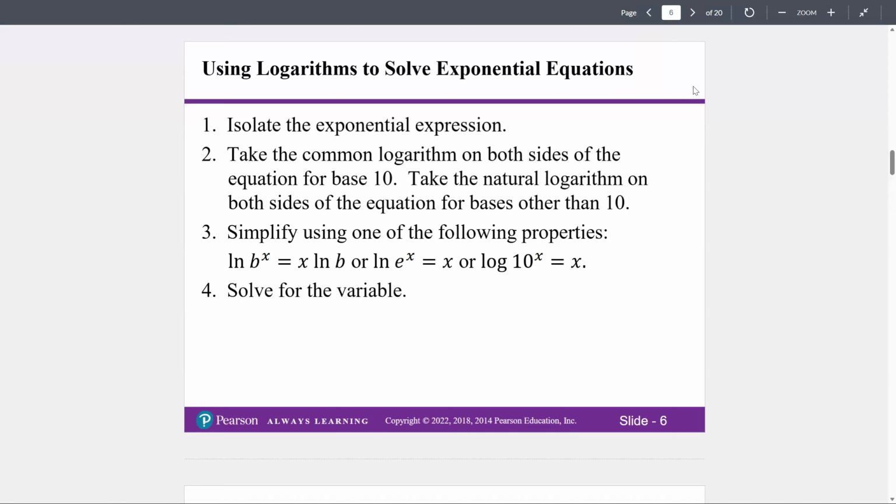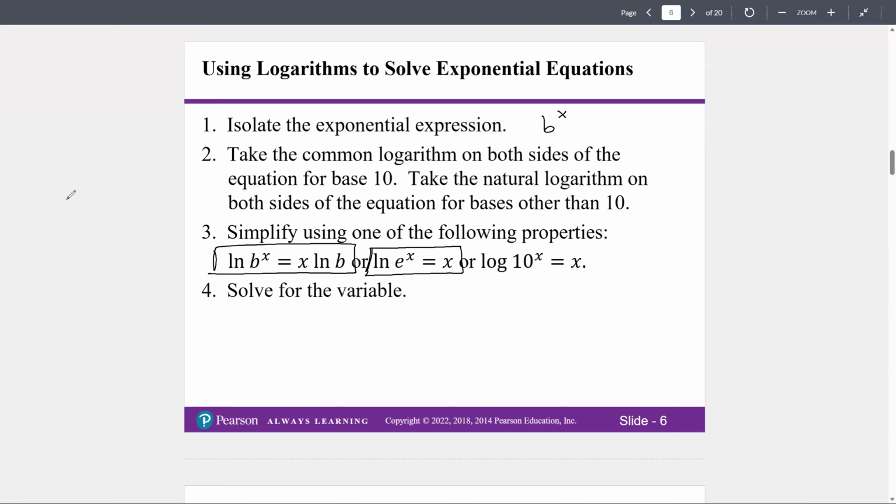Now, if we want to use logarithms to help us solve an exponential equation, we'd like to isolate the exponential expression by itself. So our b to the x, or whatever it is, should be by itself. We're going to take the common log of both sides of the equation for base 10, and then we take a natural log of both sides of the equation for any bases other than 10. Simplify using one of the following properties, which is natural log of b to the x equals, sorry, let me recircle that. Natural log of b to the x equals x log b, or natural log of e to the x equals x.